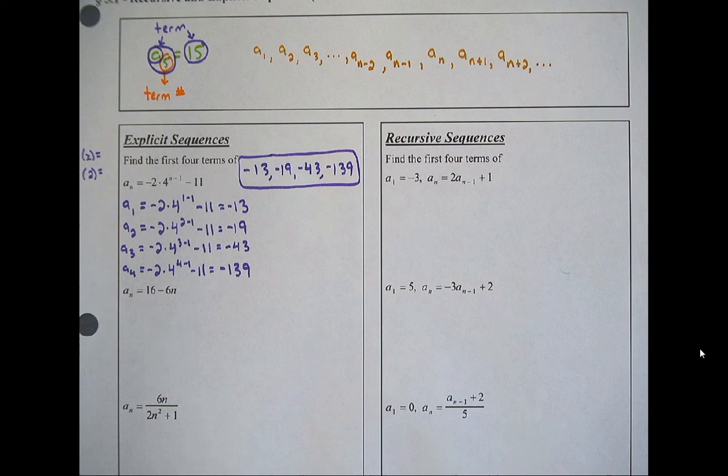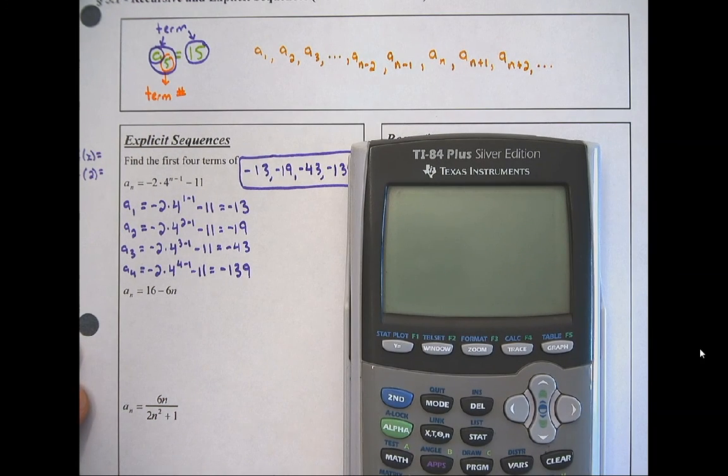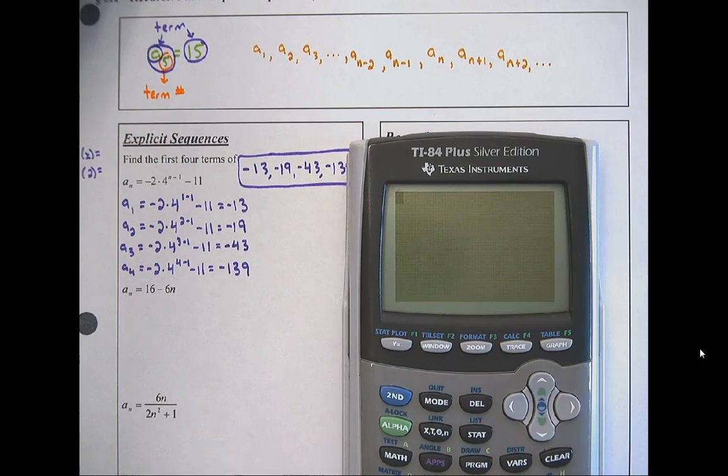Let's have you try the next two. You try the next two on your own. I'm not going to show my work on the next couple ones. I'm going to do it all on my calculator. All right, let's see here. So I want the first term. So that'd be 16 minus 6 times 1. So my first term would be 10.